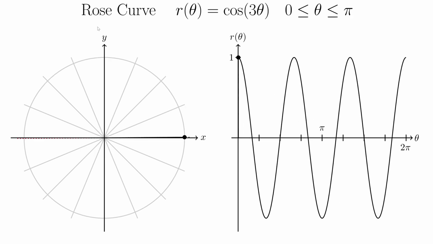So another rose curve, but this one is going to be qualitatively different, so r of theta equals cosine 3 theta. You trace out all the petals within just 0 to pi instead of 0 to 2 pi. Once you start going past pi, you're going to end up retracing the petals. Let's go ahead and watch that.